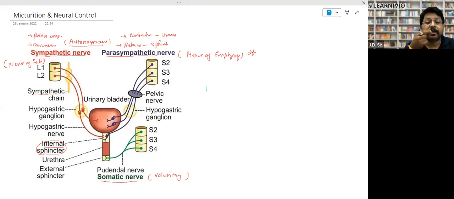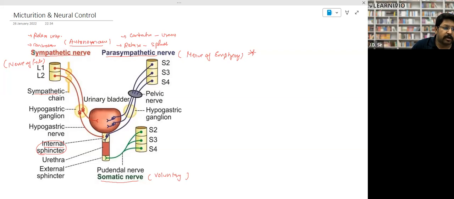So, the micturition process means release of urine, right? Really, micturition or release of urine is under neural control. There are two nerves which control it: the sympathetic nerve and the parasympathetic nerve, right? They are responsible for this. First, the sympathetic nerve.